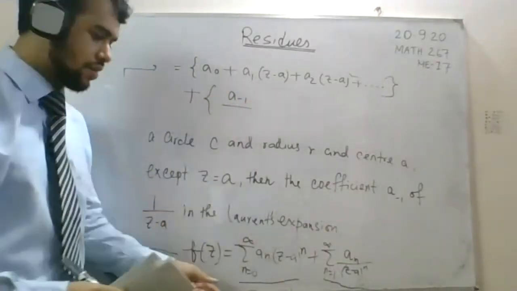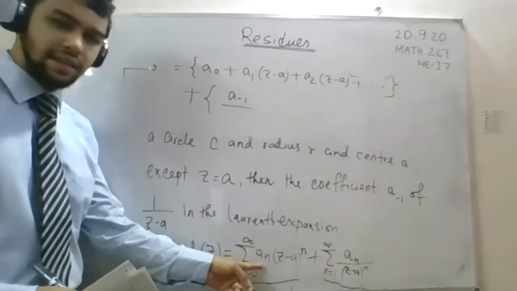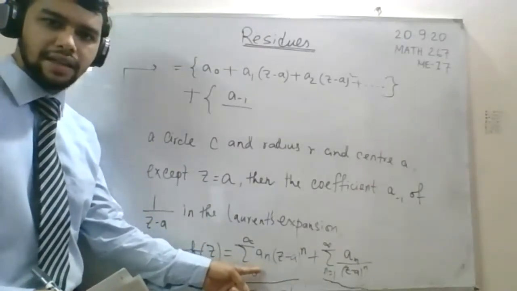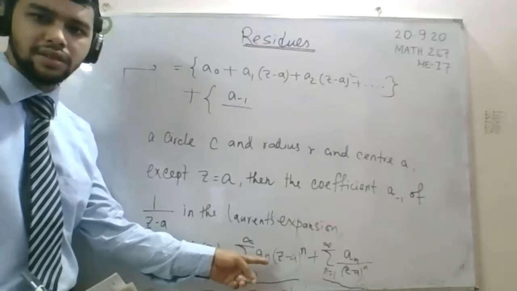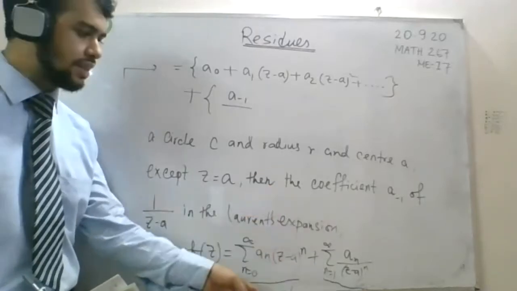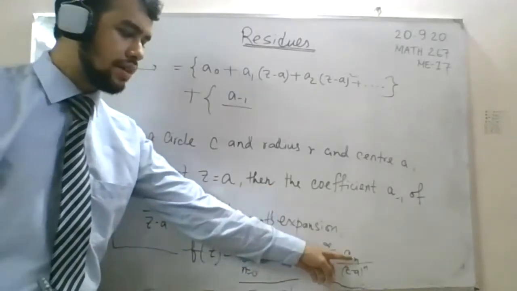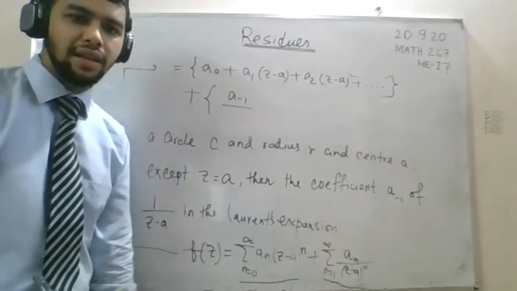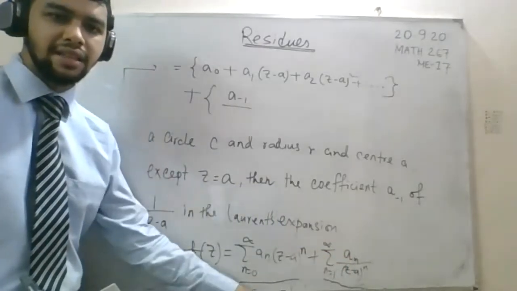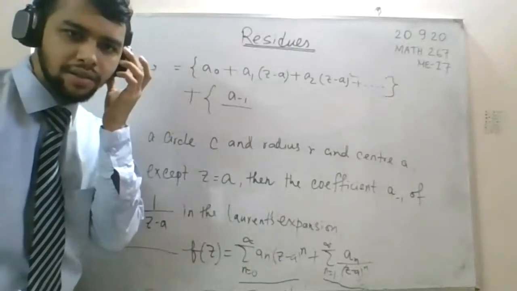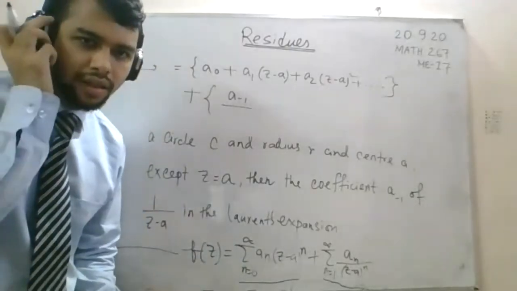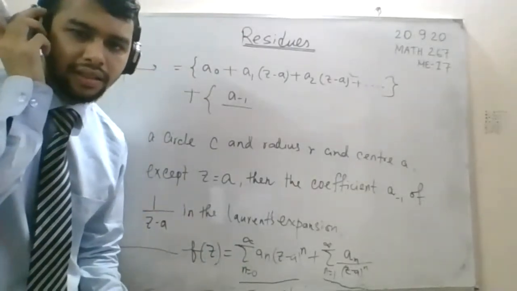Previously I also told, here a_n where n equals 0 to infinity, and here also a_minus n. I don't get it. Yes, again please.